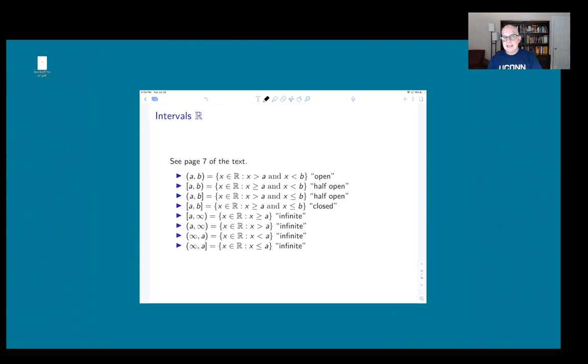One nice way of making subsets of the real numbers is using intervals. This is all laid out on page 7 of the text, and I'm not going to go through every one of these things, but basically you use square brackets to mean greater than or equal to, and you use parentheses to mean less than without the equal to. That's kind of confusing.